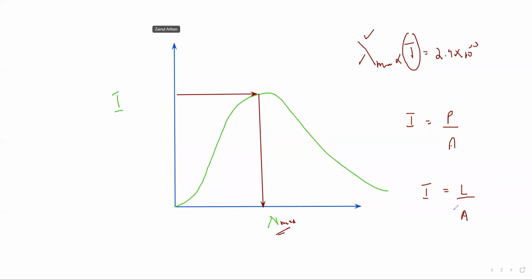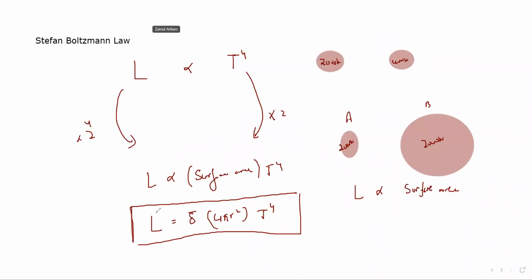Using this, we can find the luminosity, and using the luminosity and the temperature, we can find the size of the star. Is it clear? How we can find the size of the star, or how we can relate the size with temperature and luminosity?